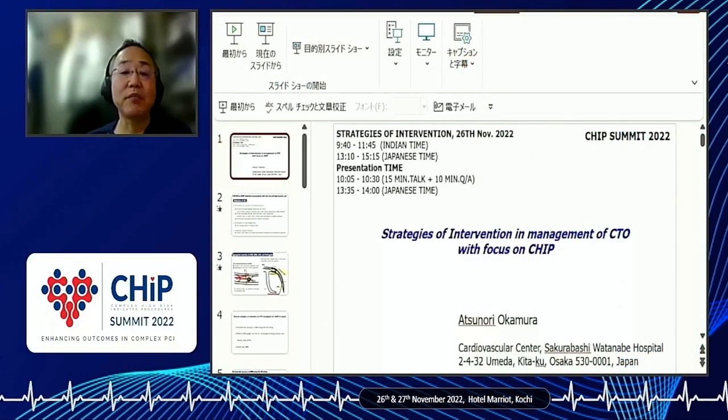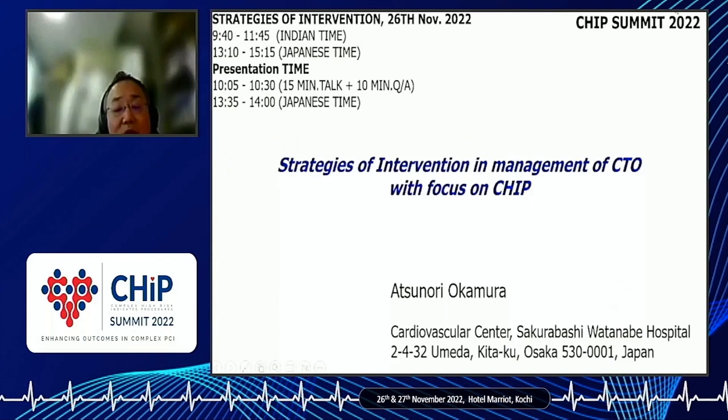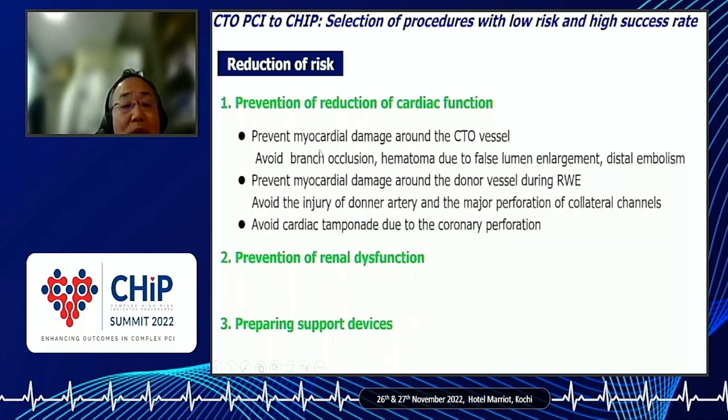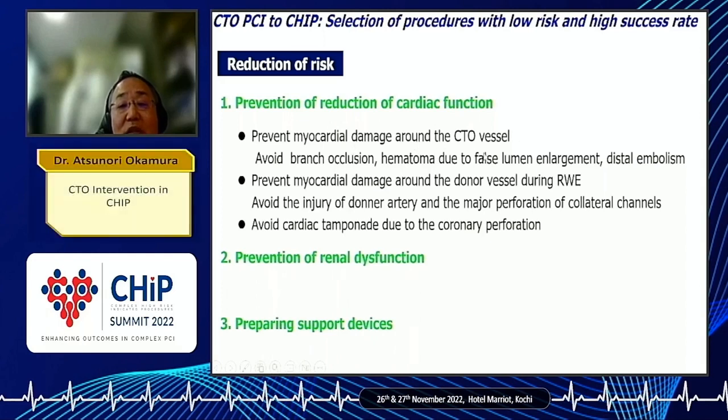I'll make a presentation about the CTO intervention for the CHIP patient. For CTO PCI in the CHIP patient, the selection of a procedure with low risk and high success rate is very important. So how do we reduce the risk? One point is prevention of reduction of cardiac function, so prevent myocardial damage on the CTO vessel.